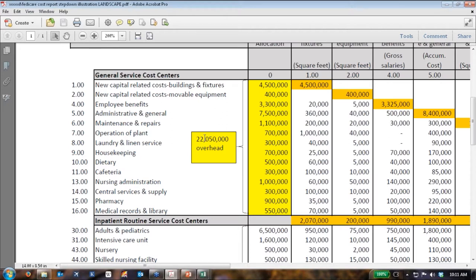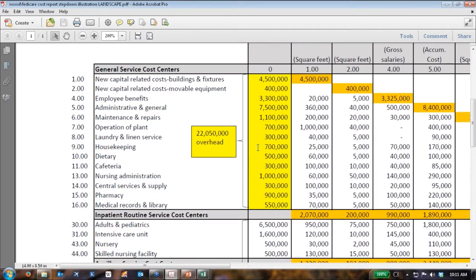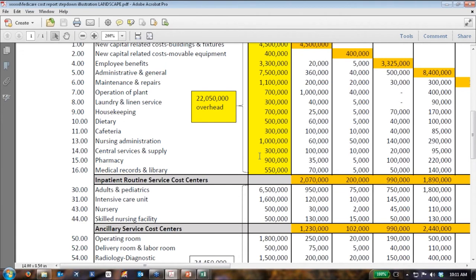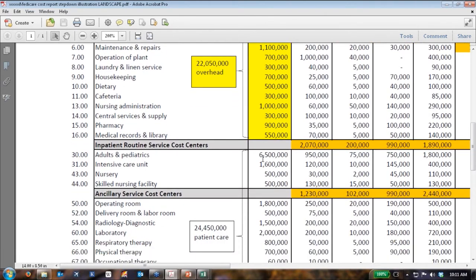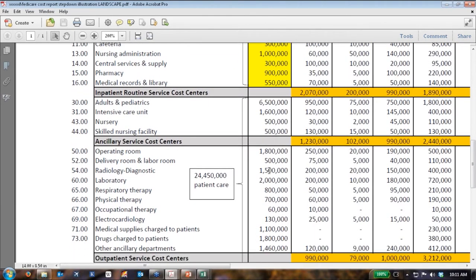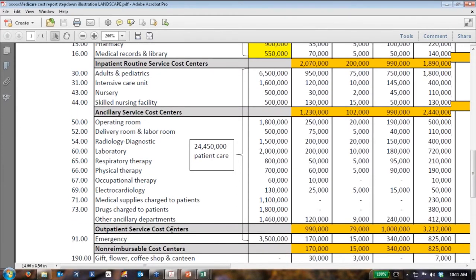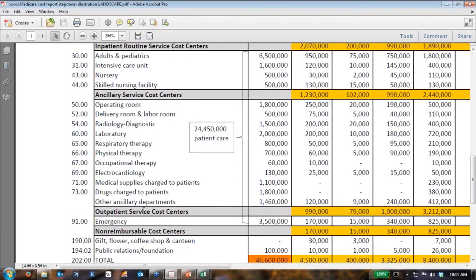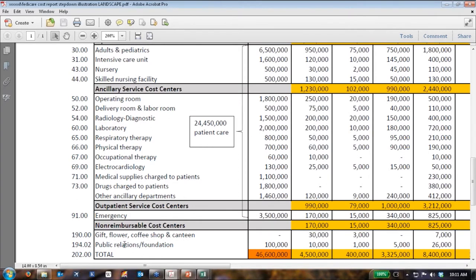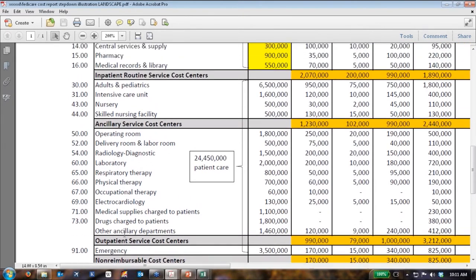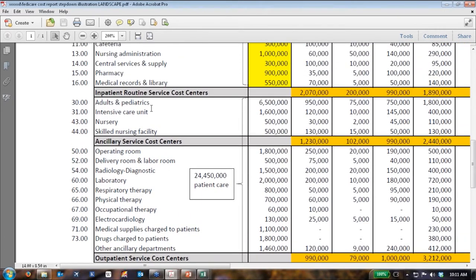So this $22 million of overhead needs to be allocated to the revenue producing departments of the hospital, which are either inpatient or ancillary or outpatient, and then there are also some that are non-reimbursable. Okay, so let's deal with each of them by themselves.